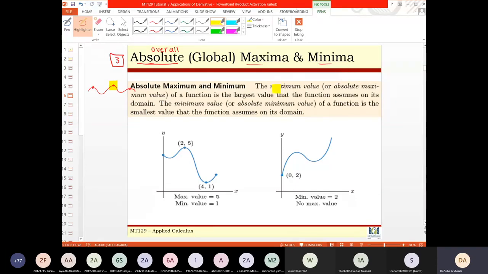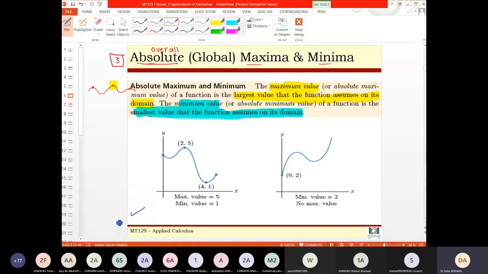Okay, and from the absolute maximum and the absolute minimum point, we have the maximum value, which is the largest value the function will assume in its domain. And we have the minimum value, which is the smallest value the function can assume in its domain. So the maximum is the highest point my function is reaching. The minimum is the lowest point my function is going to reach. You have those two examples.